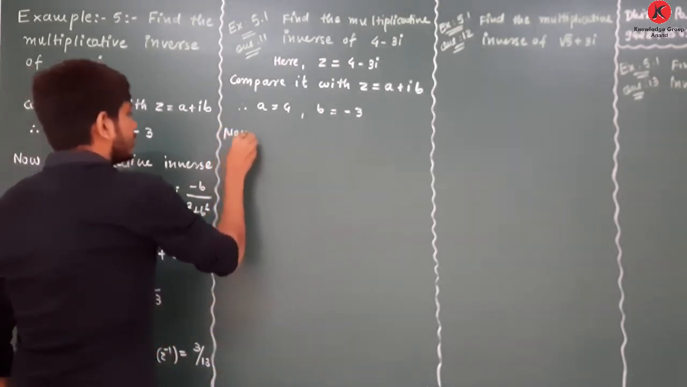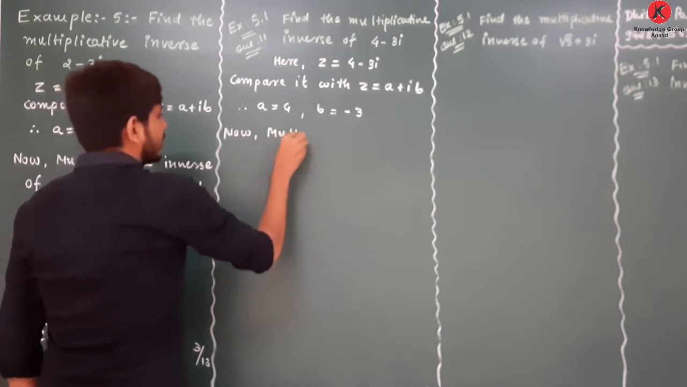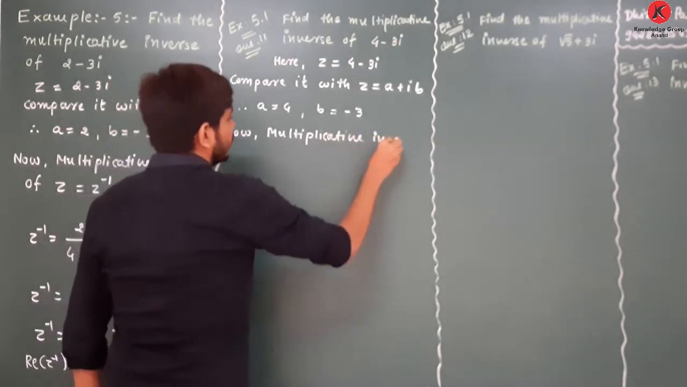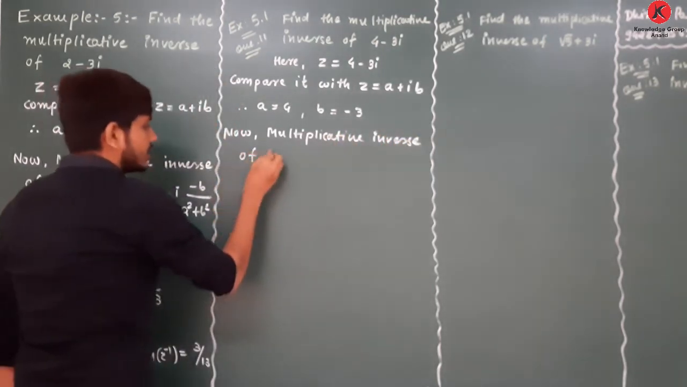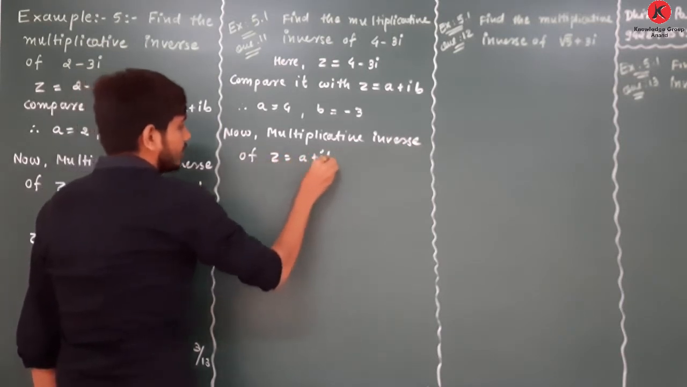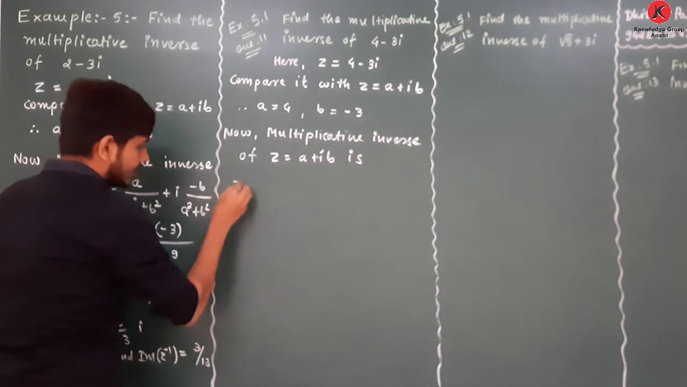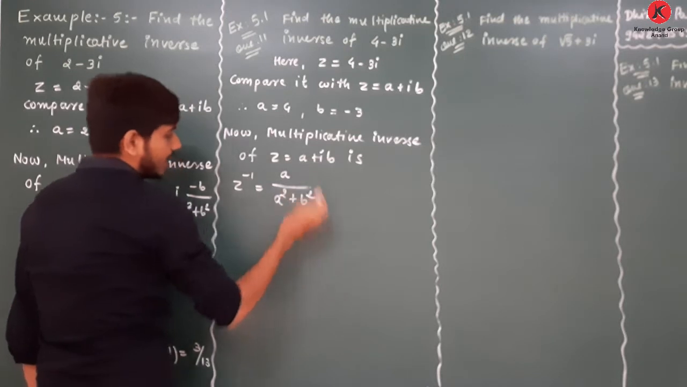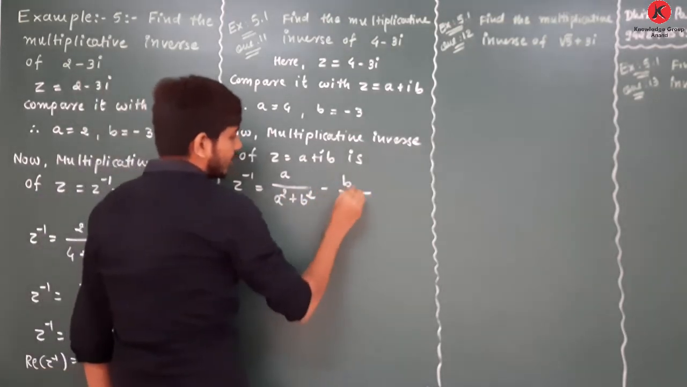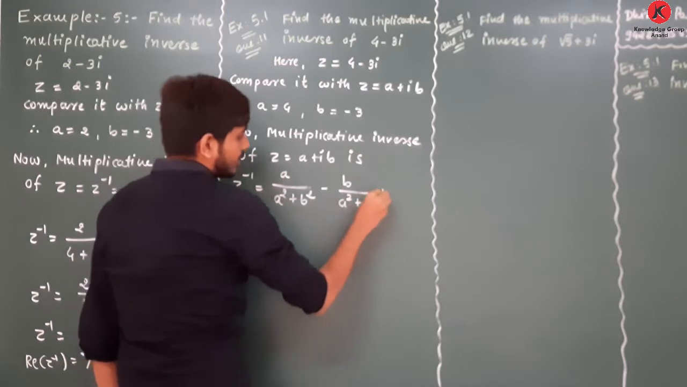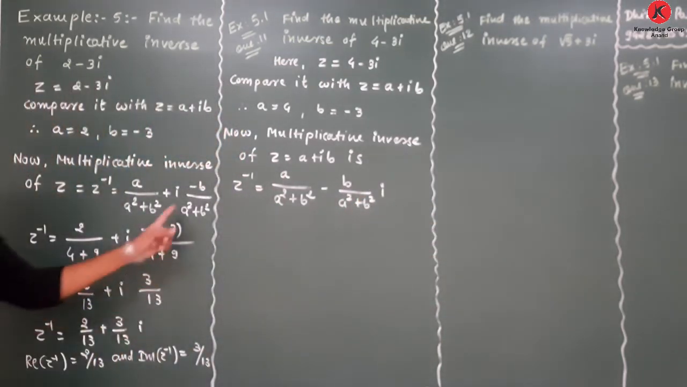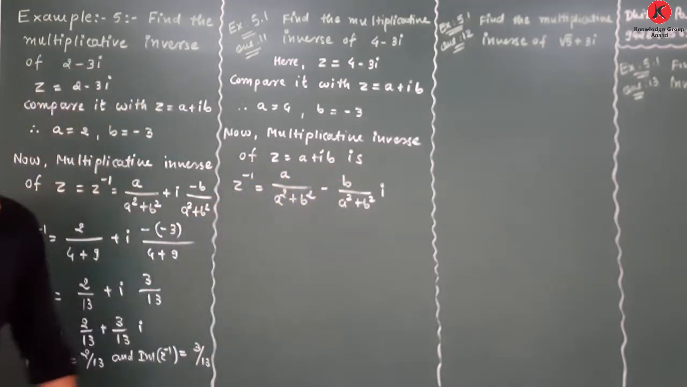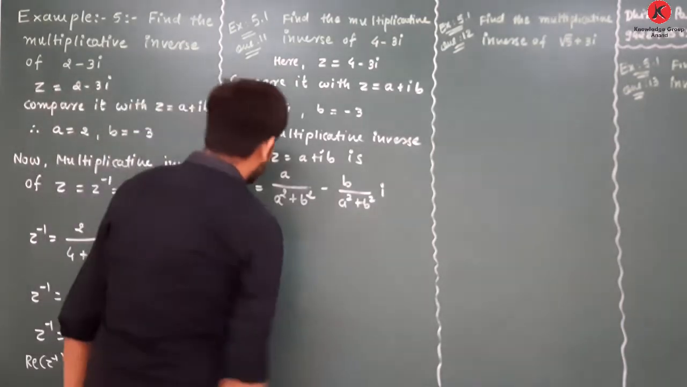Now we know that the multiplicative inverse of z equals a plus ib is given by z inverse equals a upon a square plus b square minus b upon a square plus b square into i. I will write it this way: a upon a square plus b square minus b upon a square plus b square into i.